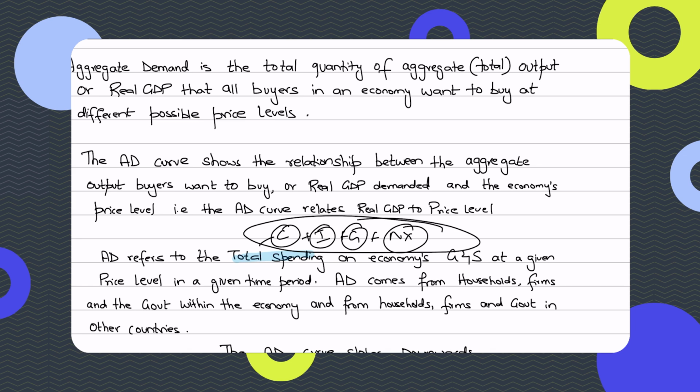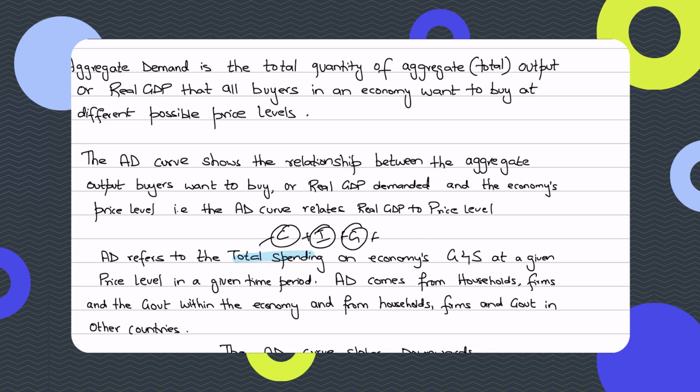So AD can be understood as both the sum of these expenditures and the total demand in the economy that drives the production of the country's real GDP, right? So what is aggregate demand?